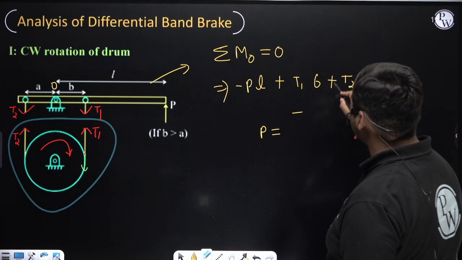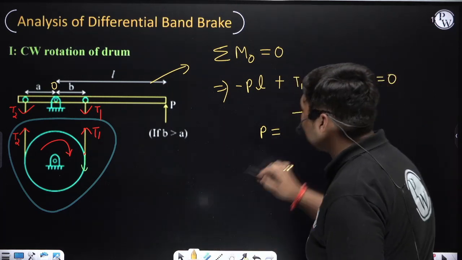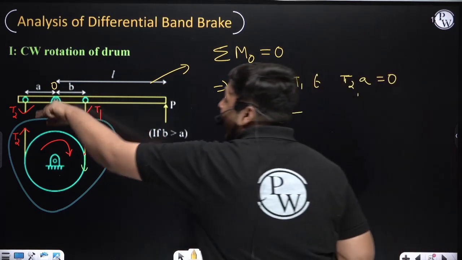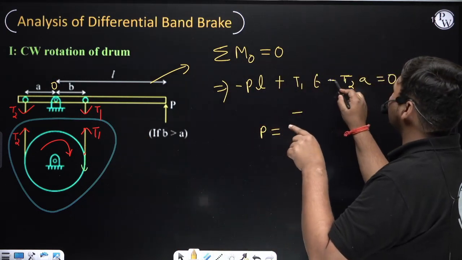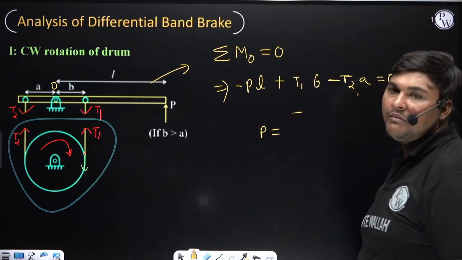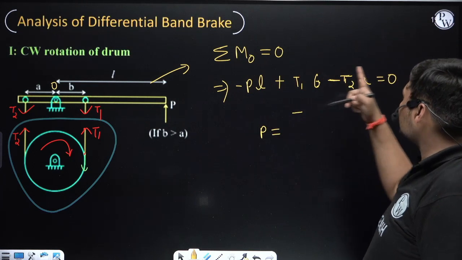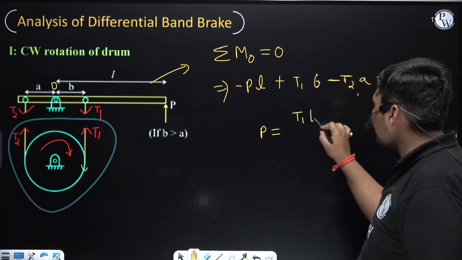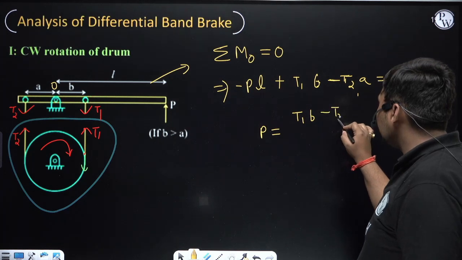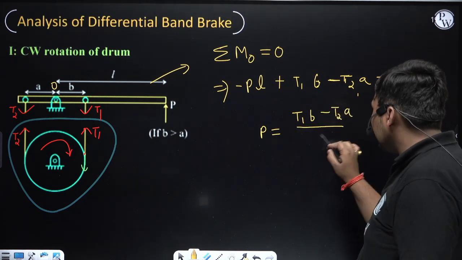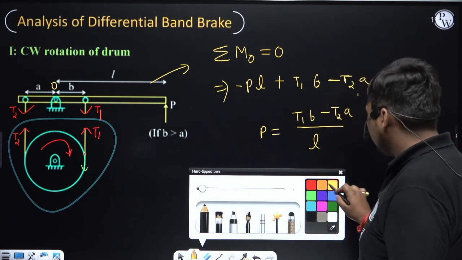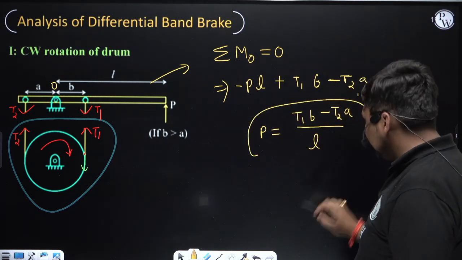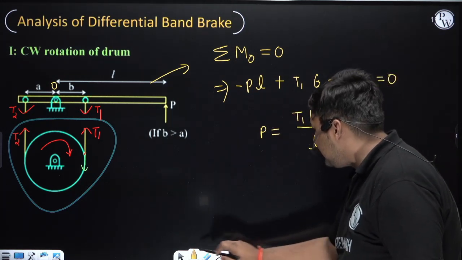Here I have made one mistake. Since the direction of movement of T2 about O is anti-clockwise, and I am taking anti-clockwise direction as negative, it will be minus. Now since it is minus, we will shift this minus here, so it will become plus. So ultimately this relation will come, you can check the calculation: P equals T1B minus T2A divided by L. And ultimately, this is the relation between P, T1 and T2.